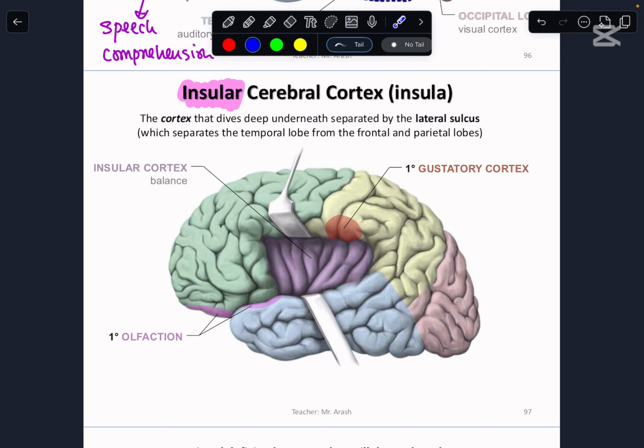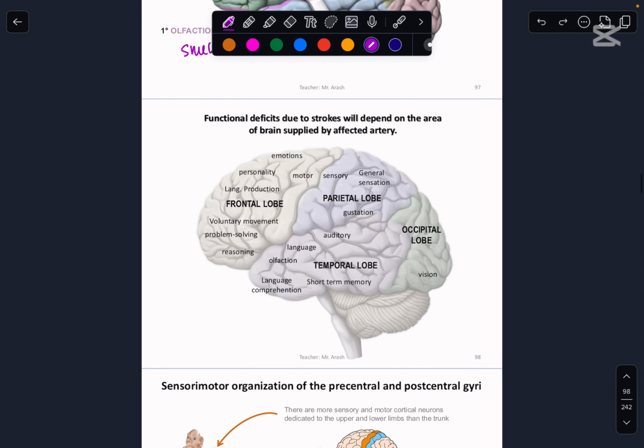And there are parts of the insular cortex which you should know that have important functions, and those are things like gustatory cortex, insular cortex for balance, and then olfactory cortex. Okay, so the gustatory cortex is for taste. The olfactory cortex is for sense of smell. And you can see this part deals with balance as included in this picture.